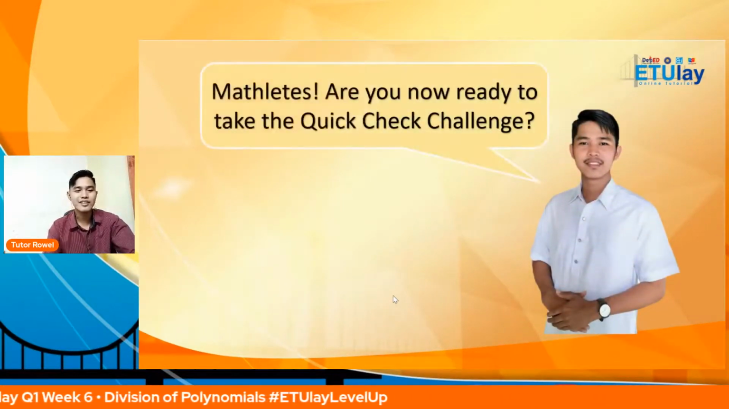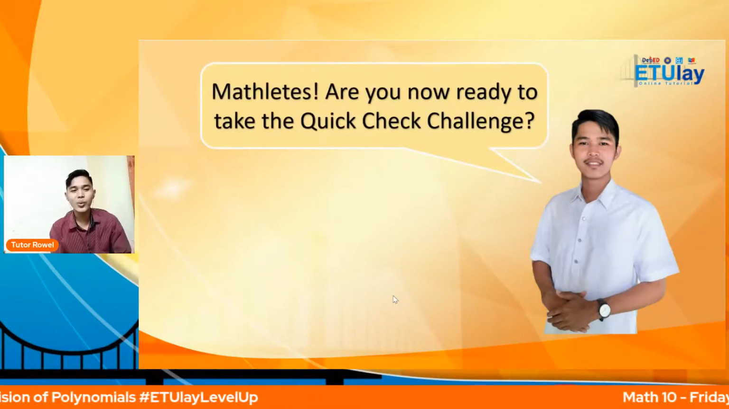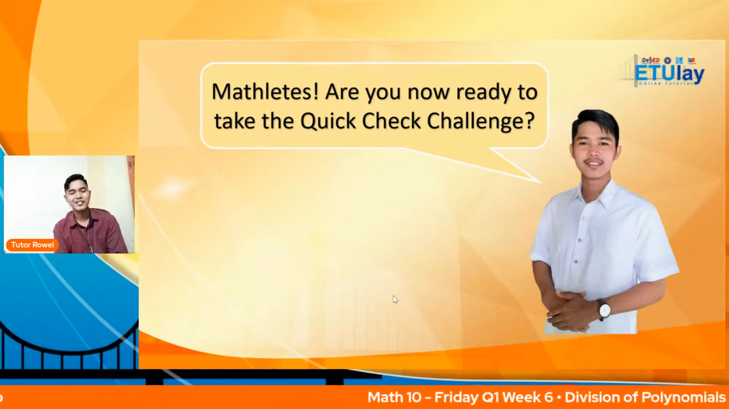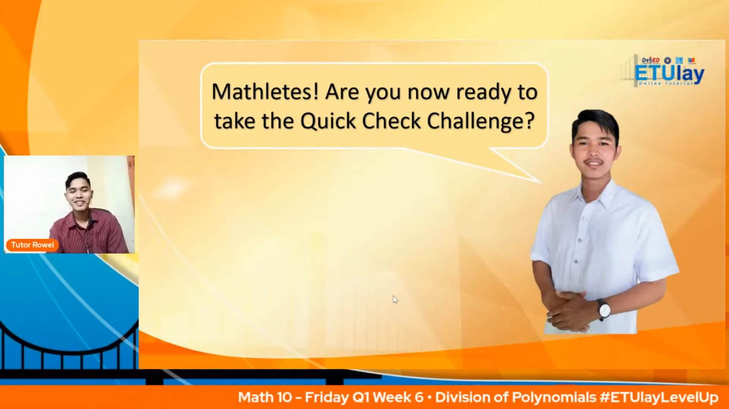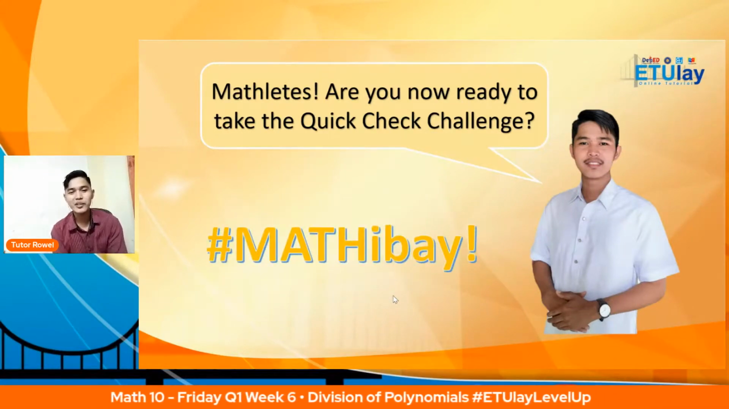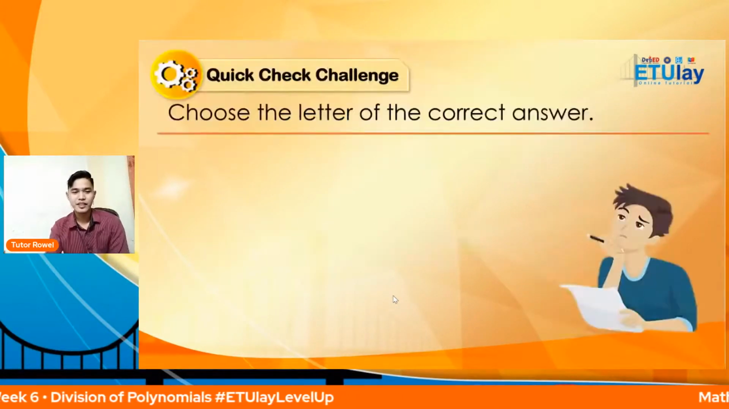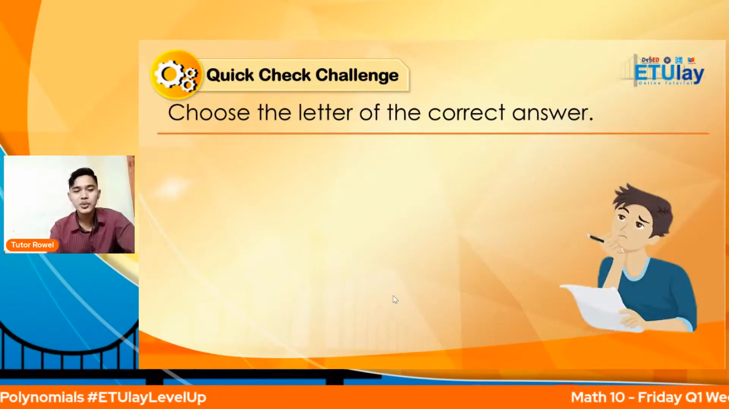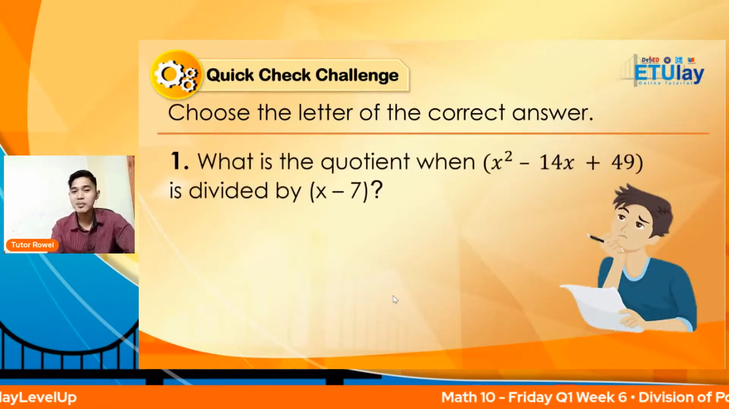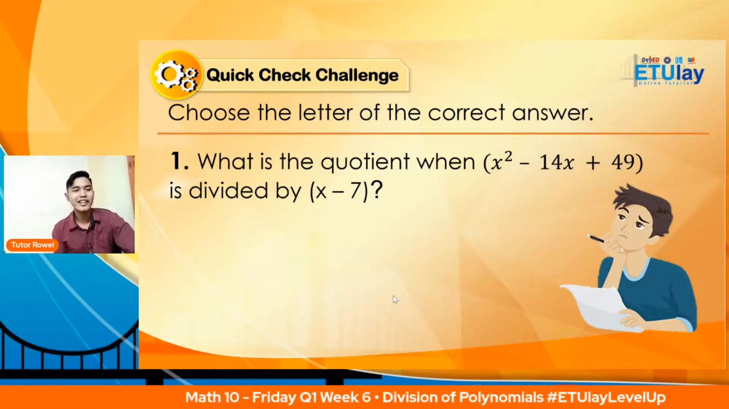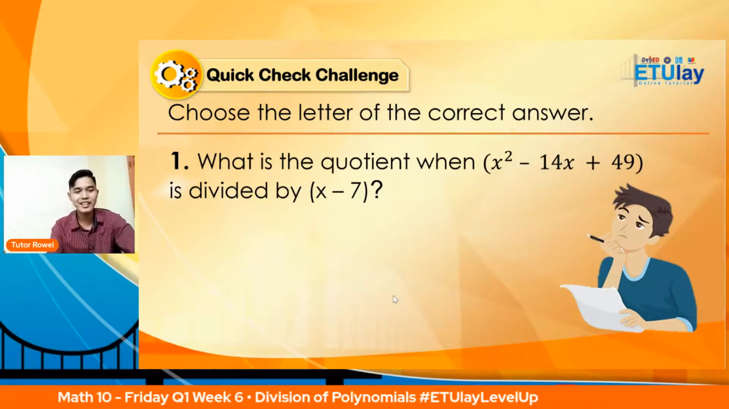Oh, now, mathletes, are you ready to take the quick check challenge? Mayroon tayong 3-item quick check challenge. Ready ba? Alam kong ready kasi every one of you is matibay. Okay. So, eto na. Choose the letter of the correct answer. 3 items lang po ito. You may prepare a pen and paper para mag-solve. Okay. Ready na sila. Tingnan nga natin.